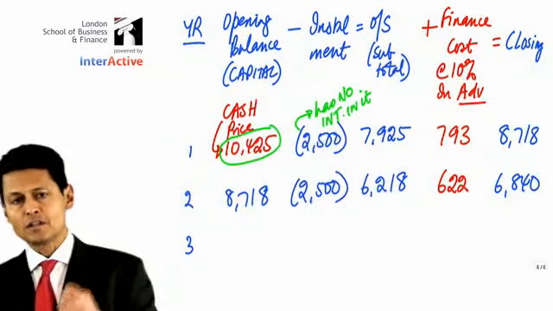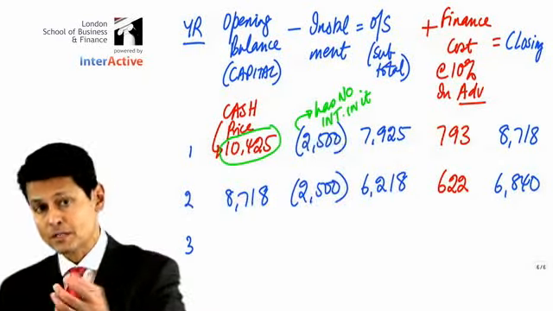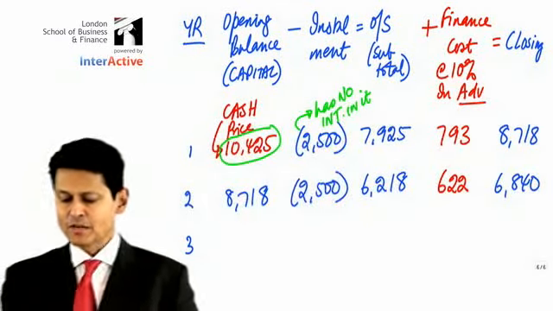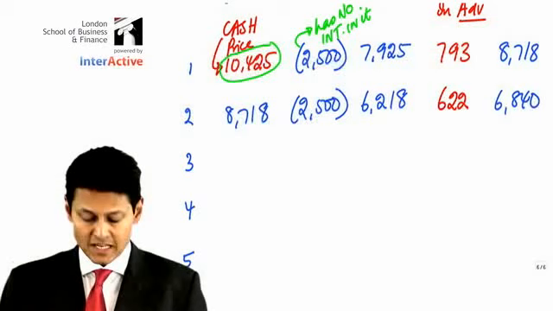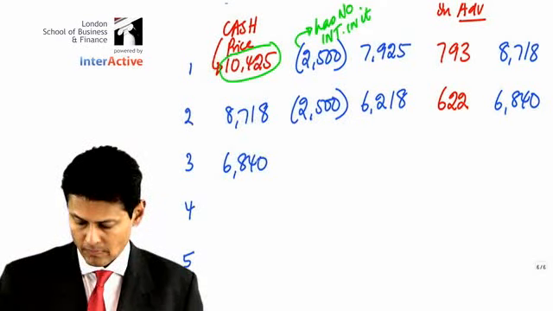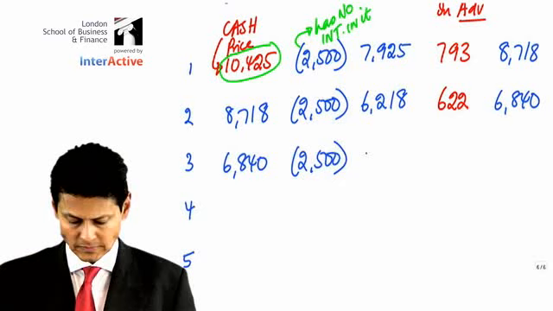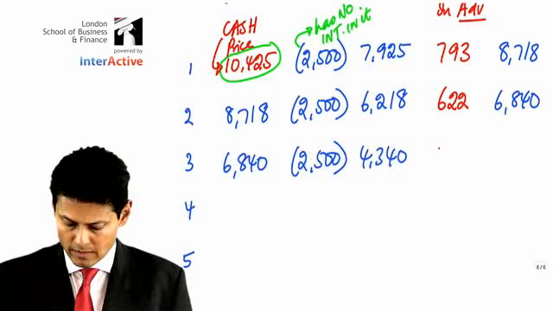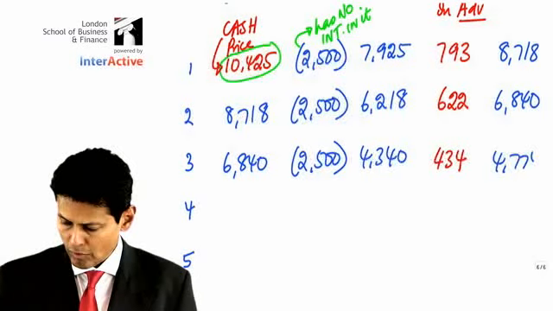Because the day you sign the contract, you pay 2,500. So if you're the lessee and the lessor, you pay me 2,500, a bit like a deposit. There cannot be any interest in that. And then you carry out the procedure as per normal. That 6840 comes forward. Take away the 2,500. It comes to 4340. 10%, quite easy. 434. 4774.